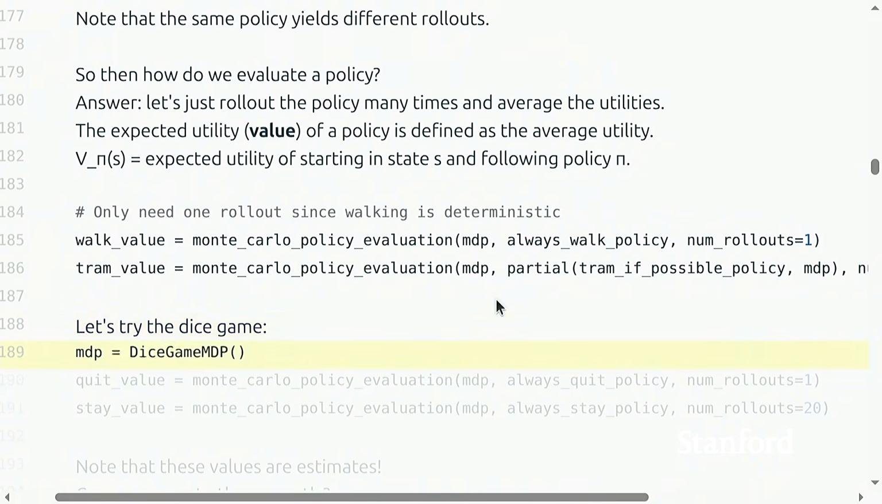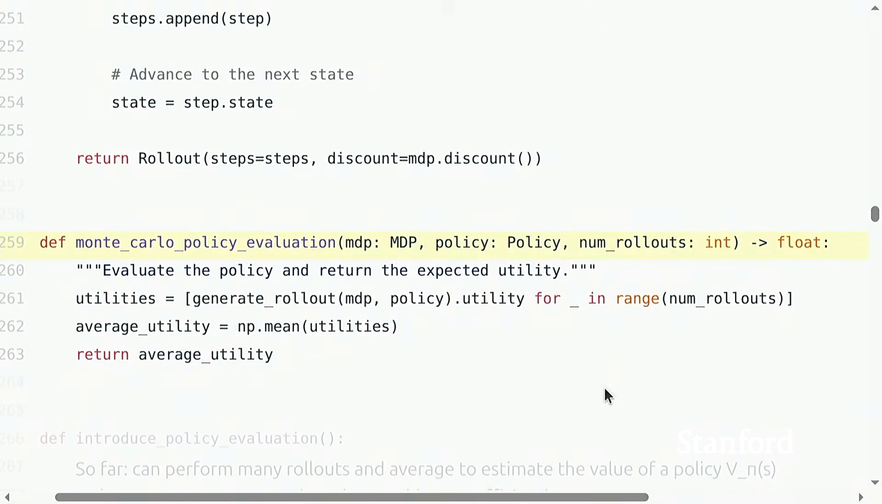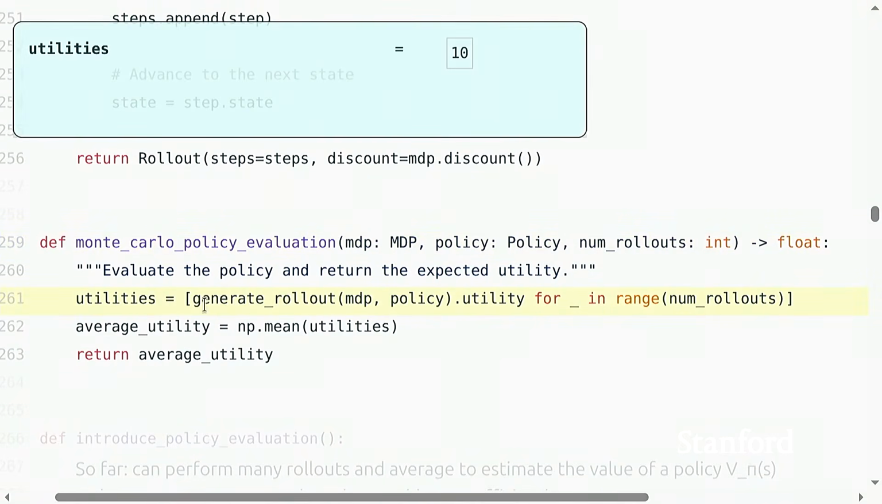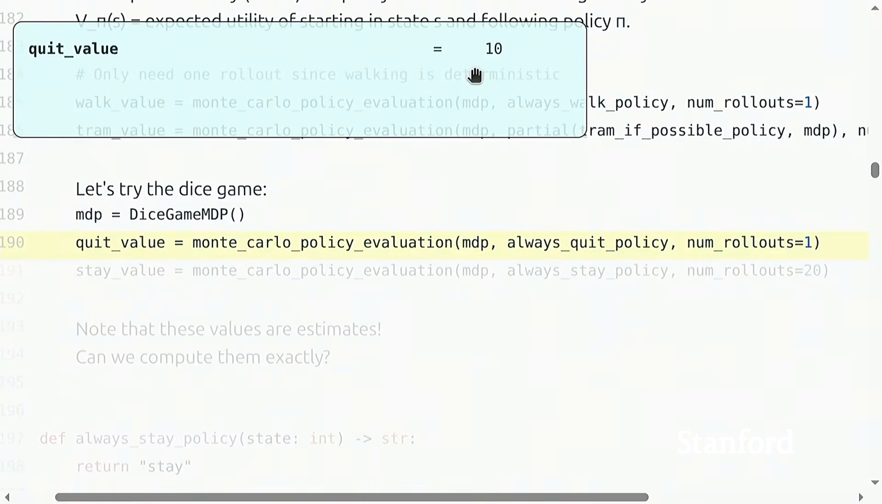Okay, so let's say we always quit. What's the value of always quitting? Actually, we don't even need to run this, but hopefully it should be fairly clear: 10, right? Just to go through the algorithm, you generate a rollout and you collect a utility of 10. You only need to do it once because it's deterministic, and that's it. Okay, so what about stay?